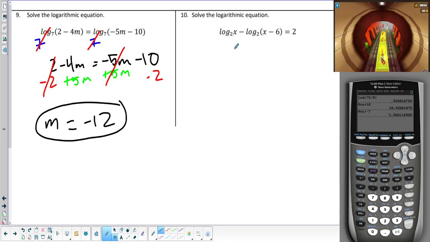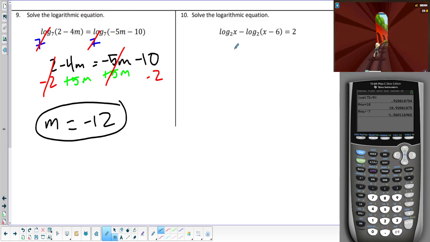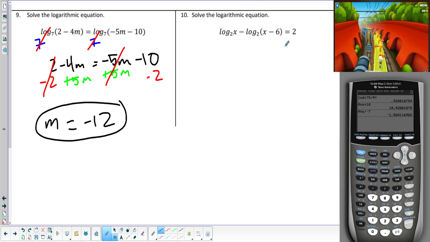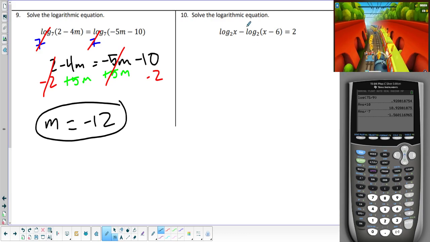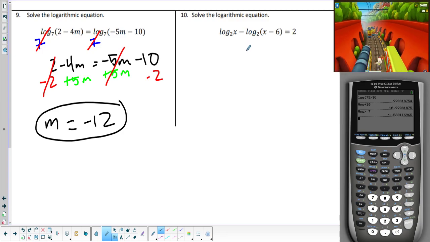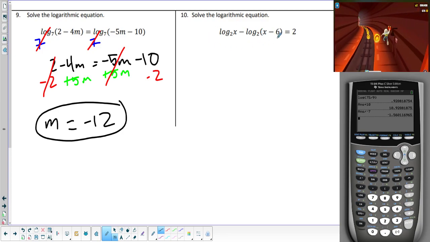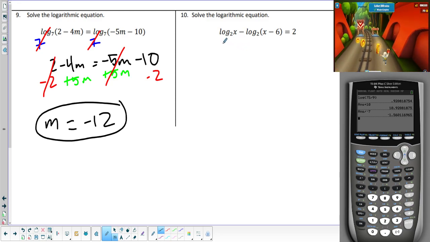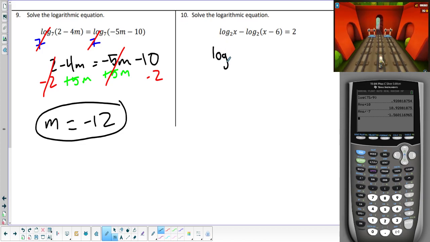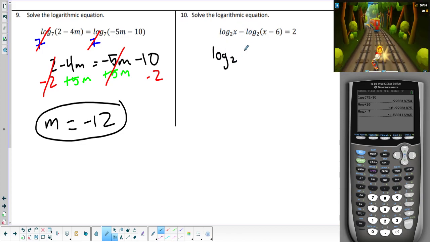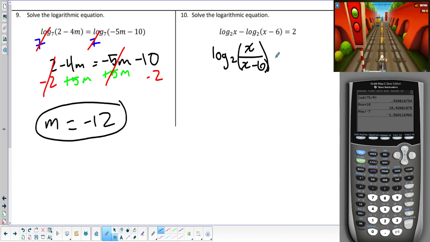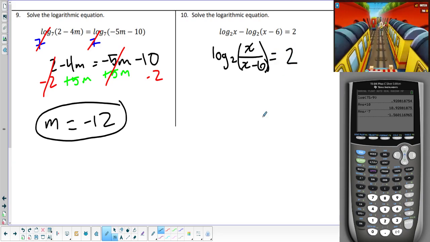What about something like this, okay? And this is where it gets a little bit tricky because I want to first try and condense, right? I'm going to use a log rule here. So I notice that these two are being subtracted. And so what I'm going to do is combine this log into one statement. I'm going to say that this is the same as log base 2. Since they're subtracted, I divide. So in the argument, x divided by x minus 6. That's equal to 2.